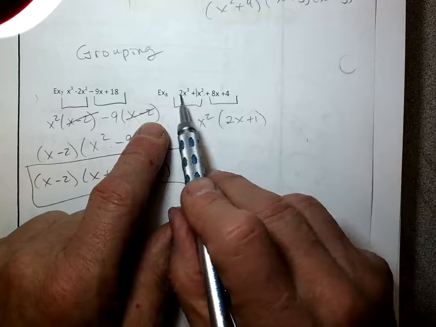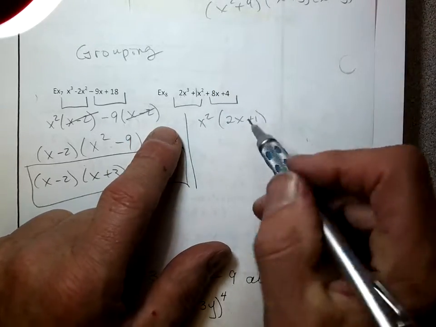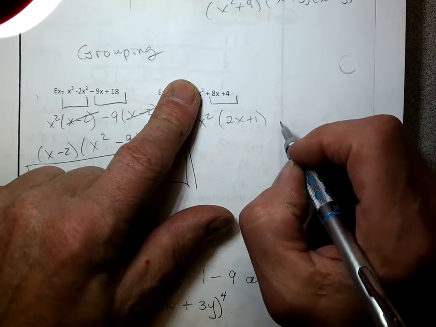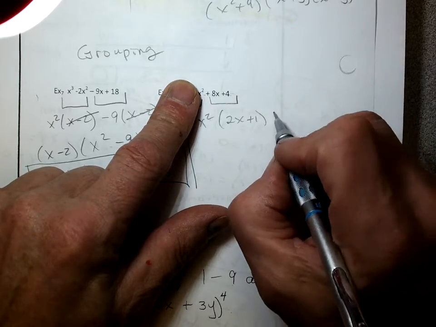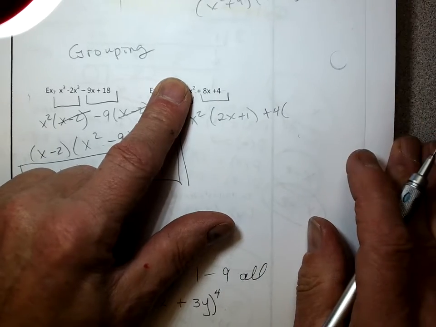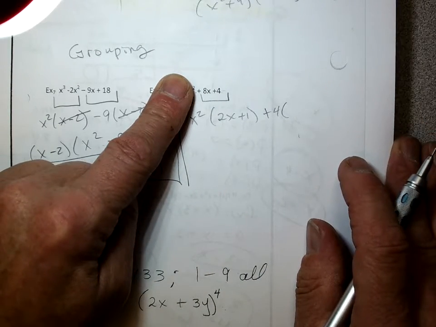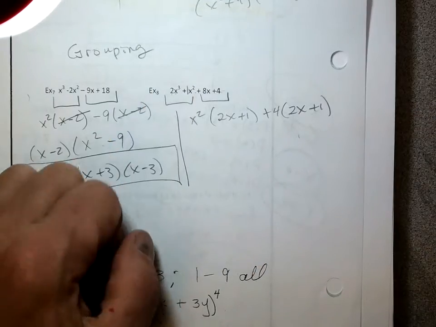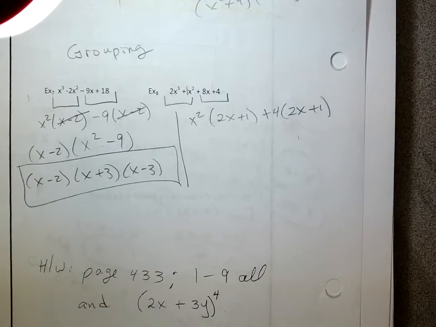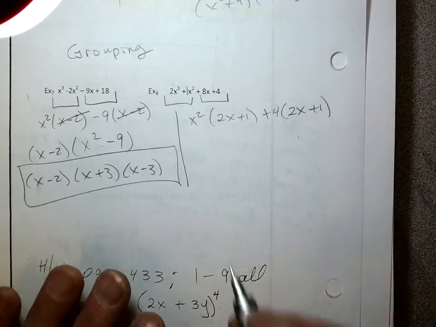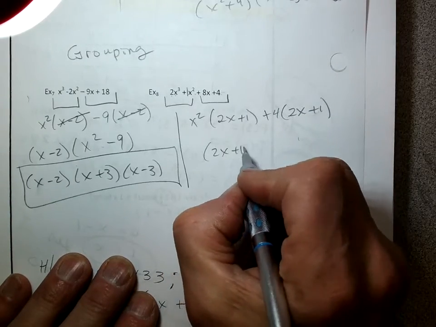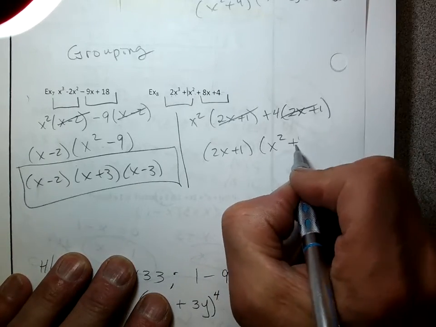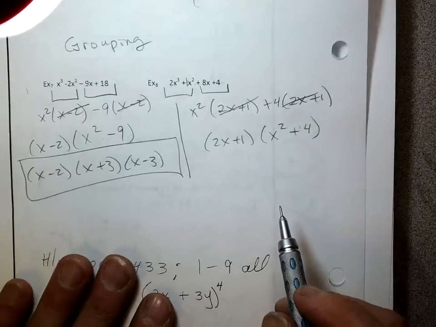So we take out an x squared just out of the first two. What about the second two? What do they have in common? 2 is correct, but let's take out more. Let's take out a 4. If I take out a 4, what's left over? 2x plus 1, okay? Now, let's factor again. What do the two groups have in common? 2x plus 1. Take that out. What's left over? x squared plus 4. And that you cannot factor again.